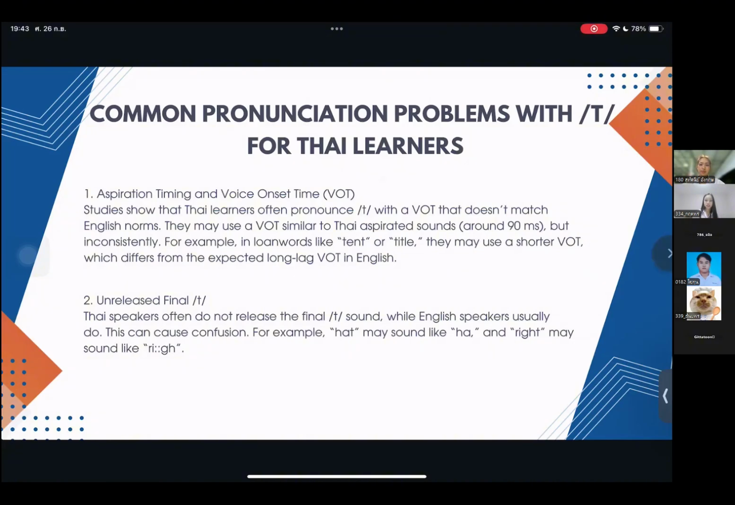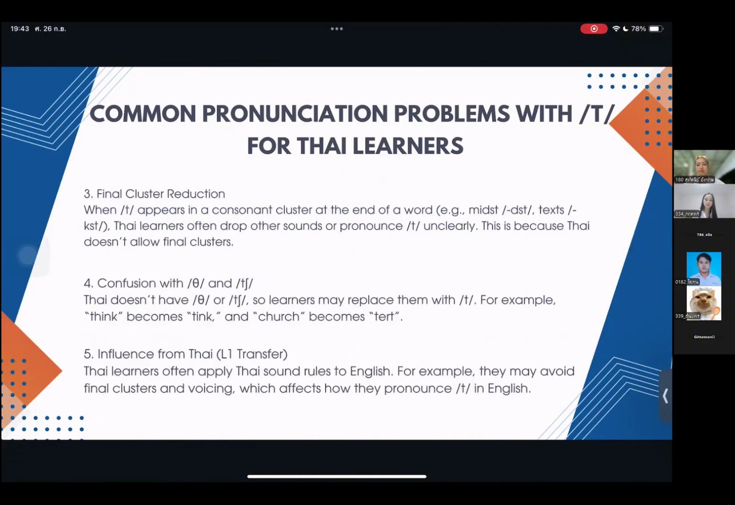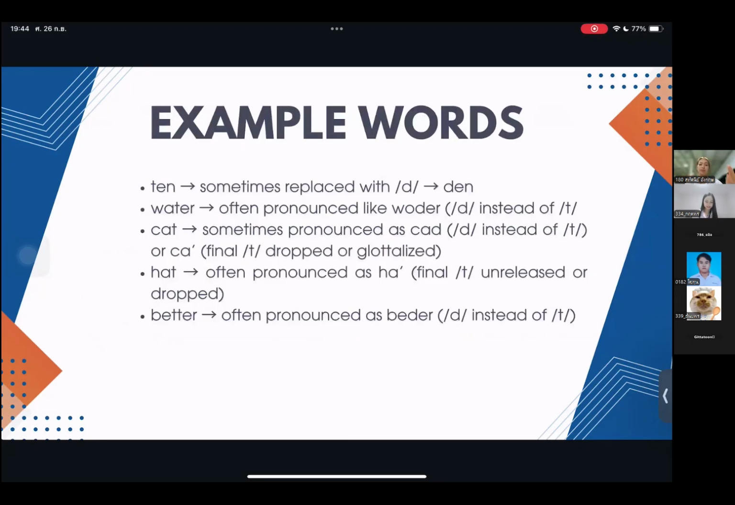So overall, T errors mostly come from learners applying Thai rules directly to English. The result is pronunciation that is understandable in some contexts but not always accurate or clear. Sometimes T is replaced with a D sound, so "water" is often pronounced like "wader," with D instead of T. "Hat" is sometimes pronounced without its final T sound, which is unreleased or dropped by Thai learners. "Better" may sound like "bedder."